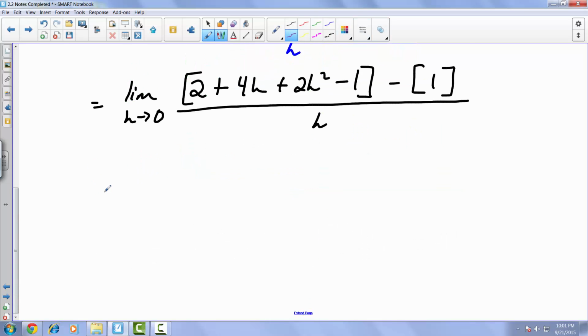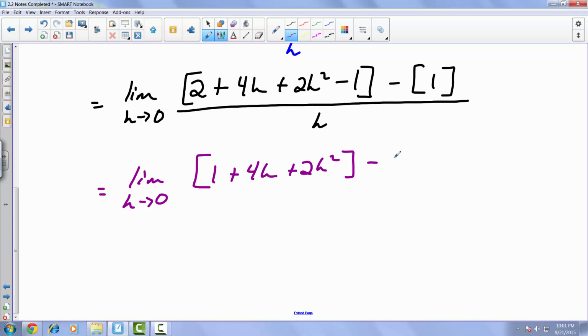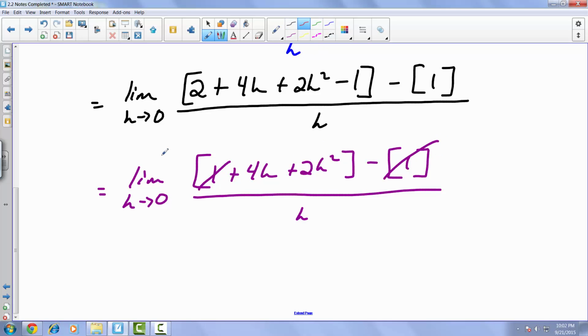Simplifying this even further, we have the limit as h goes to 0 still. 2 minus 1 gives us 1 plus 4h plus 2h squared minus 1 all over h. And now we can go ahead and combine the tops. Or I'm sorry, now we can go ahead and combine this 1 and this negative 1. They just end up canceling out with one another, leaving us then with the limit as h goes to 0 of 4h plus 2h squared all over h.